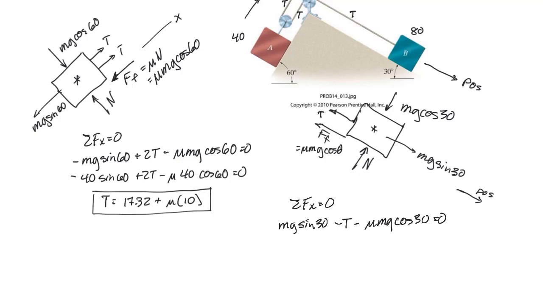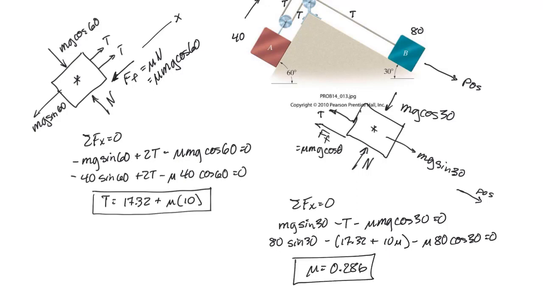Let's put all these things in here. We have 80 sine of 30 minus the tension, which would be 17.32 plus 10 mu, minus mu times 80 cos 30, equal to 0. With a little algebra you can solve that for mu equal to 0.286. And that's how we set that up. That is the minimum mu to prevent slip.